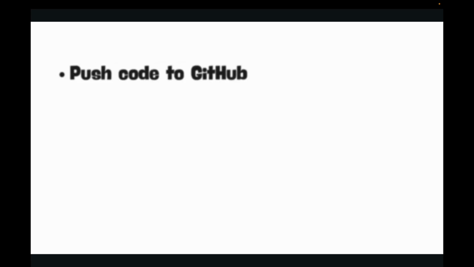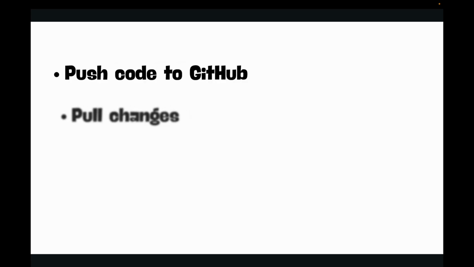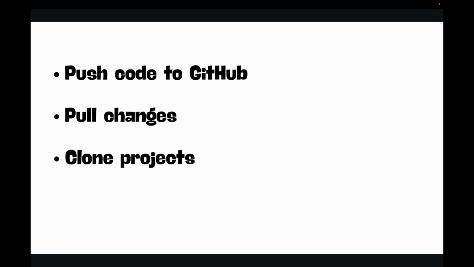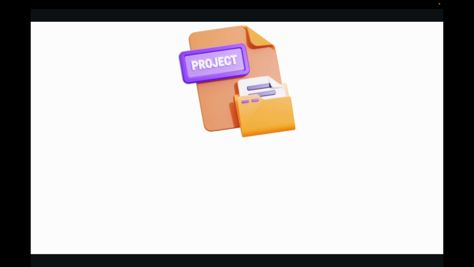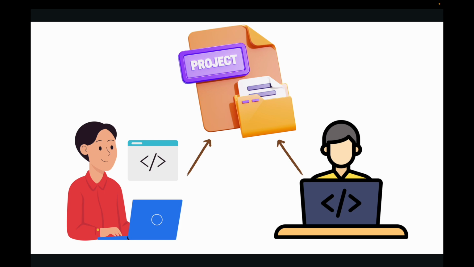You have successfully pushed your code to GitHub, pulled changes from GitHub, cloned projects, and even navigated GitHub's web interface. Now it's time to put it all together and experience the core of collaborative development. Today, we are going to simulate your very first collaborative workflow, and you will act as two different developers working on the same project, one making changes directly on GitHub and the other pulling those changes locally. This is a crucial step to truly understand Git's power in a team setting. So let's get our hands dirty.